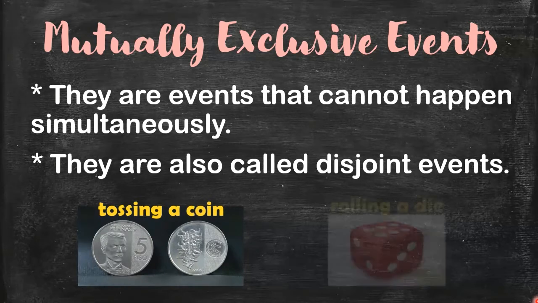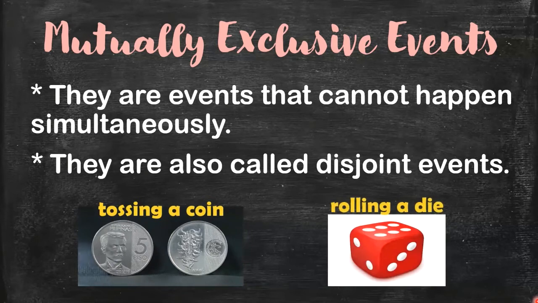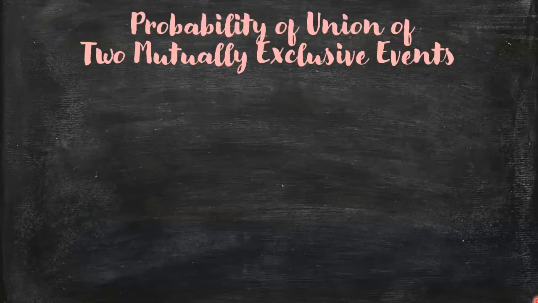Okay, let's have another example. Rolling a die. You cannot have 2 dots and 6 dots at the same time. Right? So, ganun ang mutually exclusive events. Now, how do we get the probability of union of two mutually exclusive events?